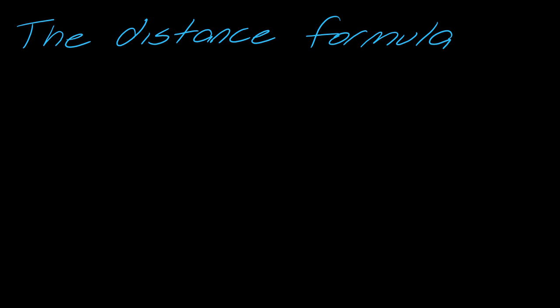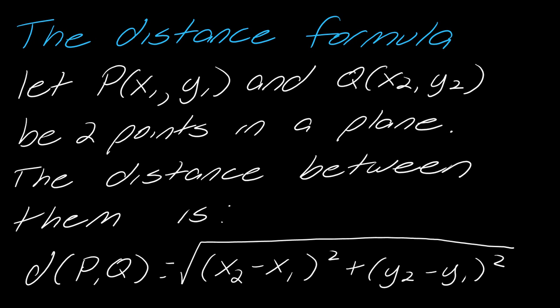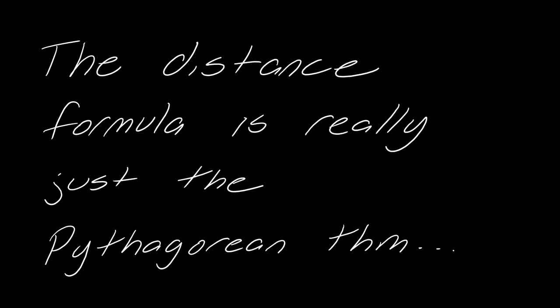And then we also want to talk about the distance formula. The distance formula looks really tricky. You've got the two points P and Q. So this is x1, y1, and then this is x2, y2, and the distance formula looks like this. It looks kind of tricky, and if you need to review it, feel free to pause. The thing I want to tell you is that the distance formula is really just the Pythagorean theorem in disguise.